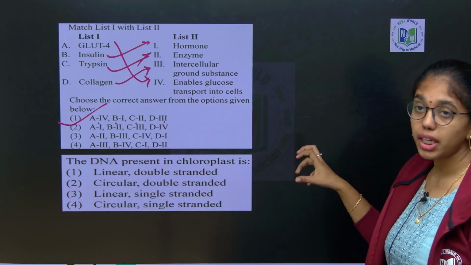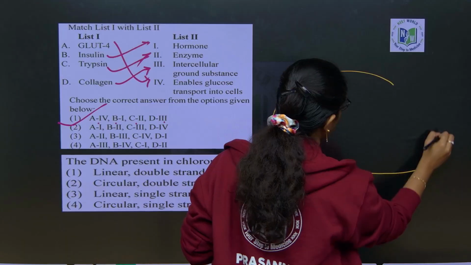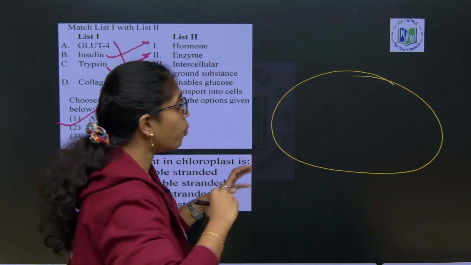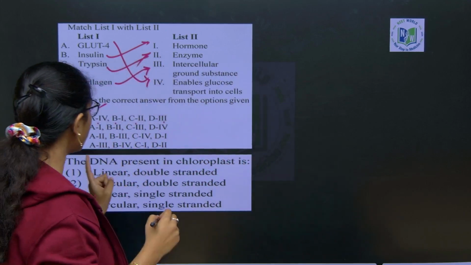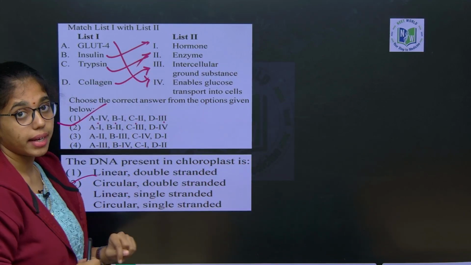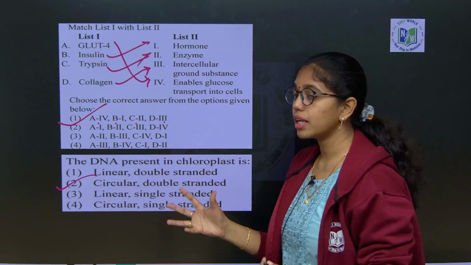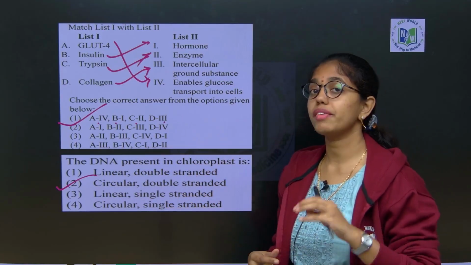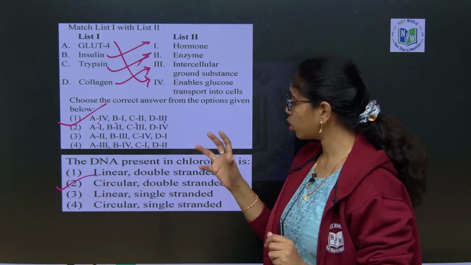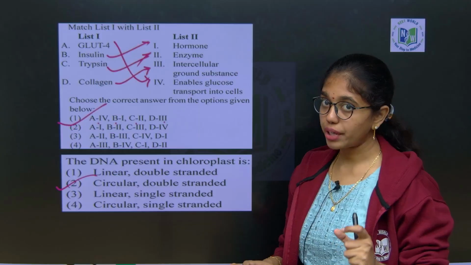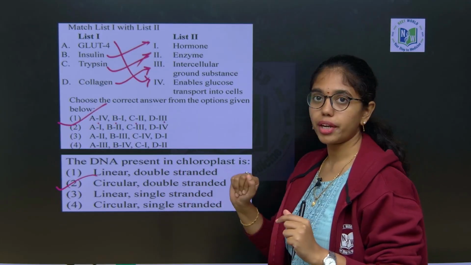Next, DNA present in the chloroplast. If you see the chloroplast structure, both chloroplast and mitochondria have double-stranded circular DNA, same as that of prokaryotes. That is because those two organelles have evolved from the prokaryotes, which we learned clearly in the endosymbiotic theory, okay, wherein both chloroplast and mitochondria have 70S ribosomes and they have double-stranded circular DNA.